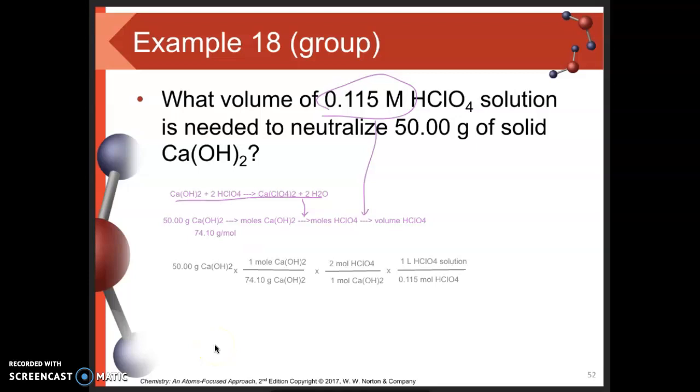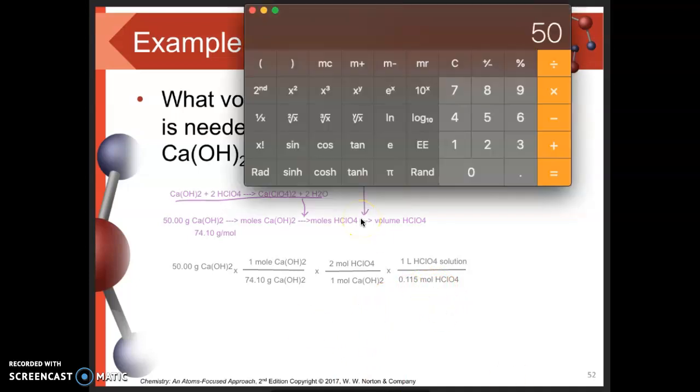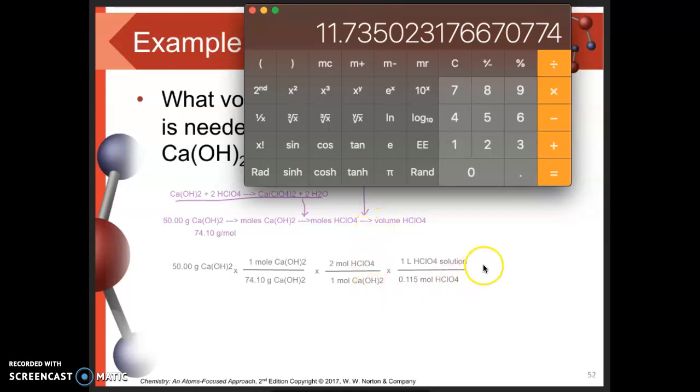All right, here's our setup. If you follow the mole map and kind of the steps that we were doing, this is where you should land at the end of the process. Now, to figure out the answer, we're going to take our 50.00, multiply that by 2, divided by 74.10, divided by 0.115, and what we get is a rather large number.